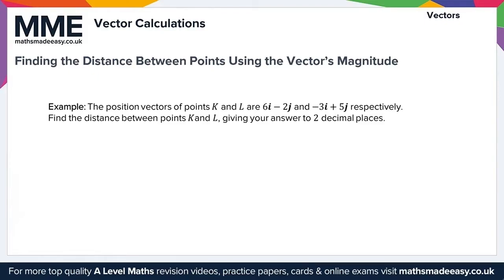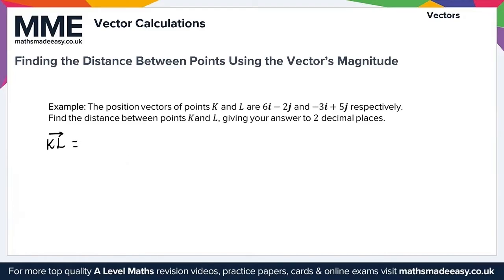So if we take a look at this example here, we've been given the position vectors of the points k and l. And what we want to do then is just find the distance between the points k and l, giving our answer to 2 decimal places. So what we want to do here first is find the vector kl. Okay, so the vector kl here is what we're looking to find.